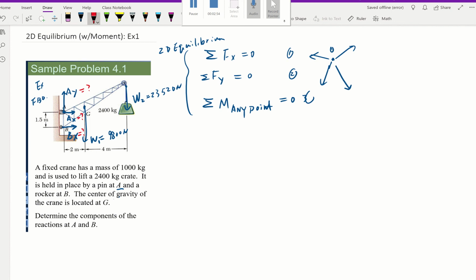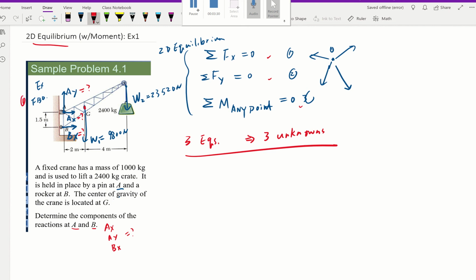The center of gravity of the crane is located at G, which we already used that information. They ask to determine the components of reactions at A and B, which means they are asking for AX, AY, and BX. Those are the three unknowns. So think about it. We have three equations so far, right? Fx, Fy, and a moment. Then we can go ahead and solve those three unknowns. So that's how a typical 2D equilibrium problem works: three equations, three unknowns.